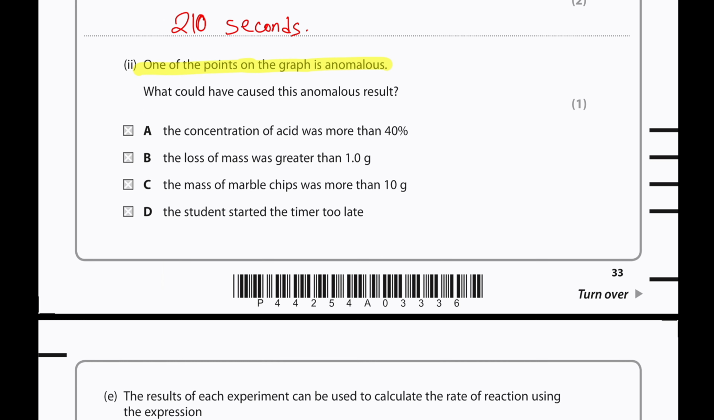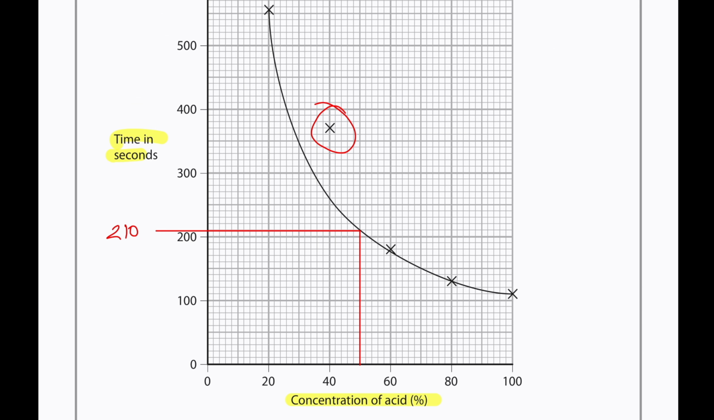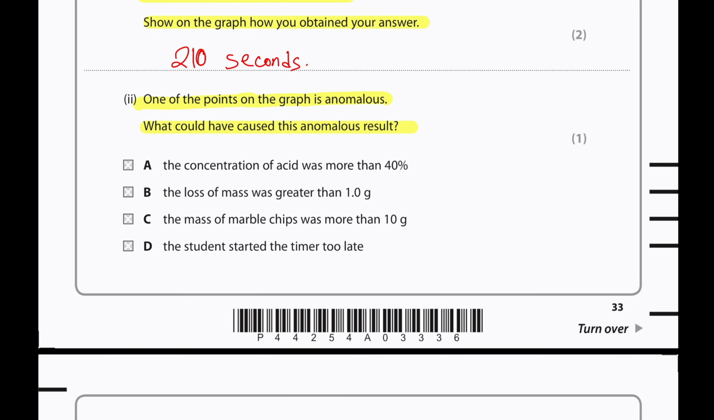One of the points on the graph is anomalous. What could have caused the anomalous result? We can see that for the given concentration, the student has recorded a much higher time. So the loss of mass could have been greater than 1 gram.